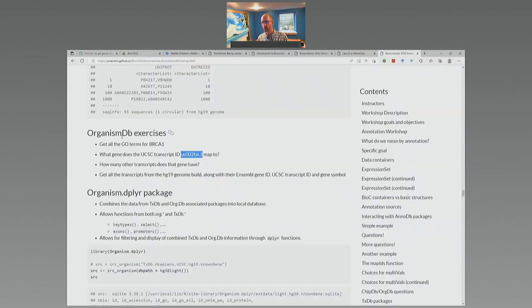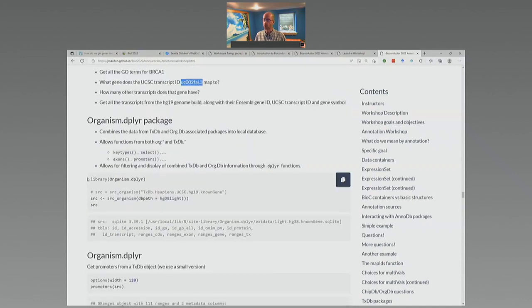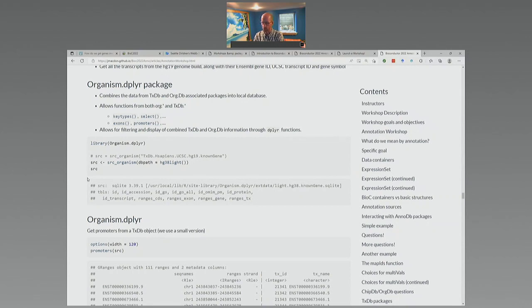The one thing with these OrganismDB packages is they're not simple to put together, and so we've only got three of them that I know of: human, mouse, and rat. So in order to make it easier to have multiples of these things, there's a different type of package called an organism dplyr package. What this does is it combines the data from the TXDB and the OrgDB into a local database, and then you can use the tidyverse dplyr package to make queries to these underlying databases. So it makes it a little bit easier to put these things together and make a lot of these queries, although you can't add the gene ontology stuff in there.